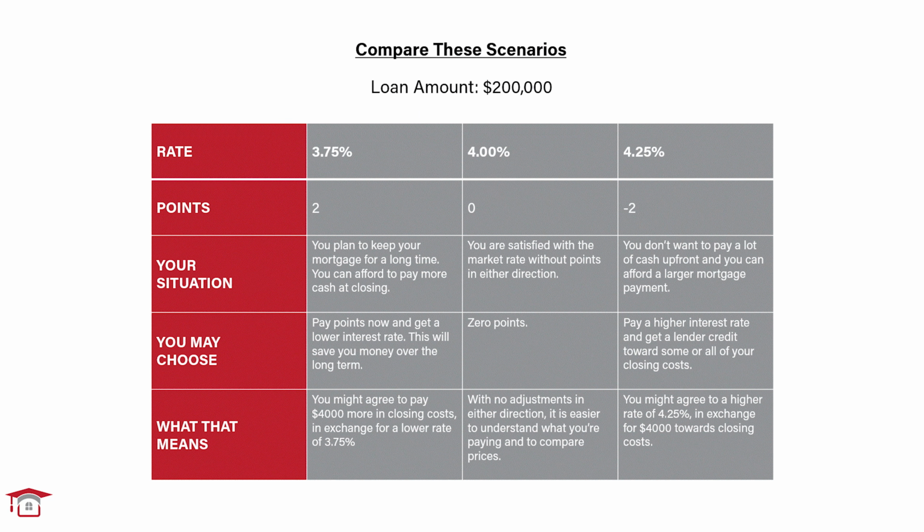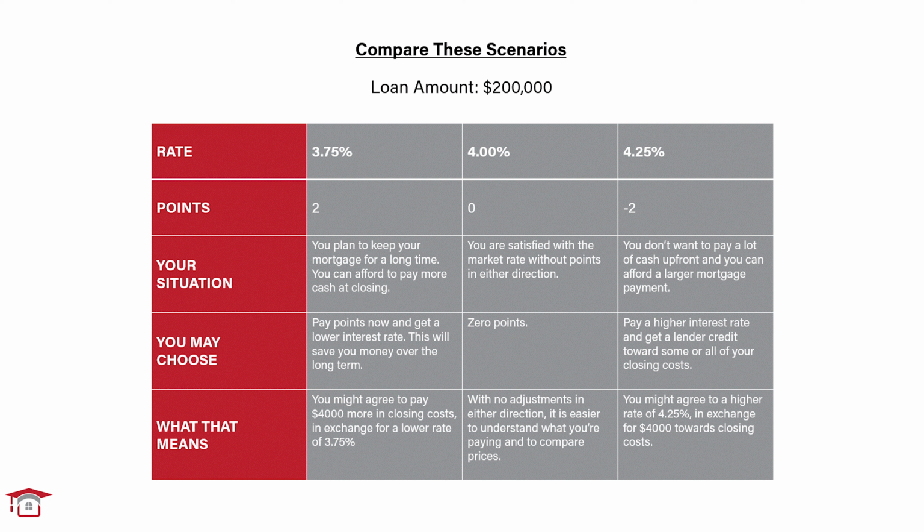So now how can you use this information? Now that you know what discount points and lender credits are, how can you use this to your advantage? Here's a chart that I've put together to help determine which is best for your situation. So let's use the same examples that we discussed earlier. We have a loan amount here of $200,000. The first row contains the rate for each of the situations, and then the next row contains the points.